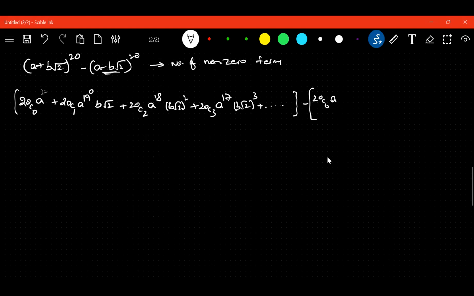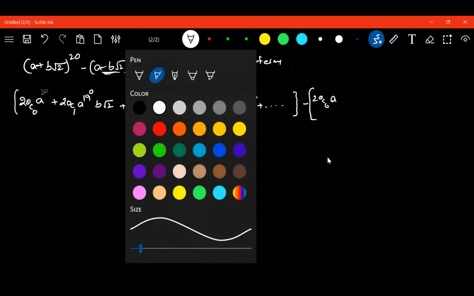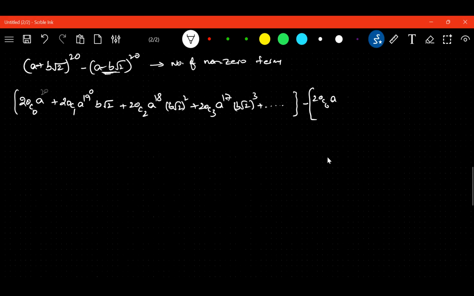A to the power 20. So here also what will we get? A to the power 20. Next, 20C1 a to the power 19 b root 2. Next, is it plus b root 2 or minus b root 2?